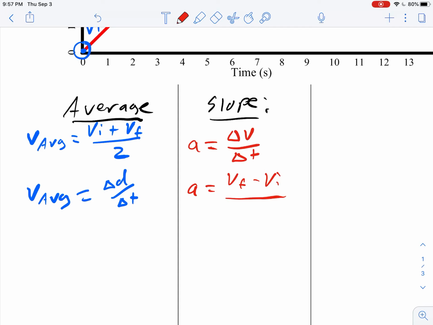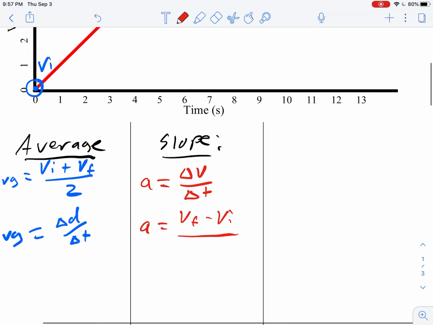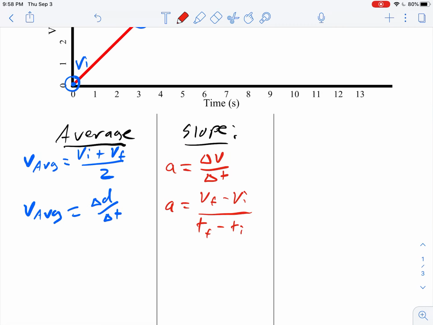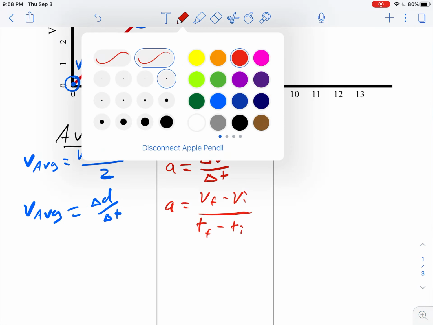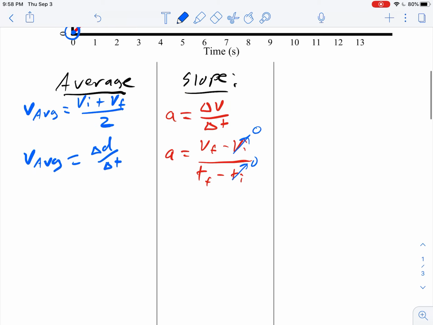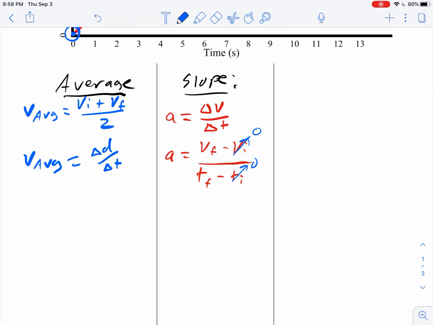Okay, we can do the same thing with the time as well. So we've got final time minus initial time. Our initial time is just 0, and our initial velocity is just 0. So both of these cancel out here. And so really the time final is just the time at any point in the graph that you're interested in analyzing.